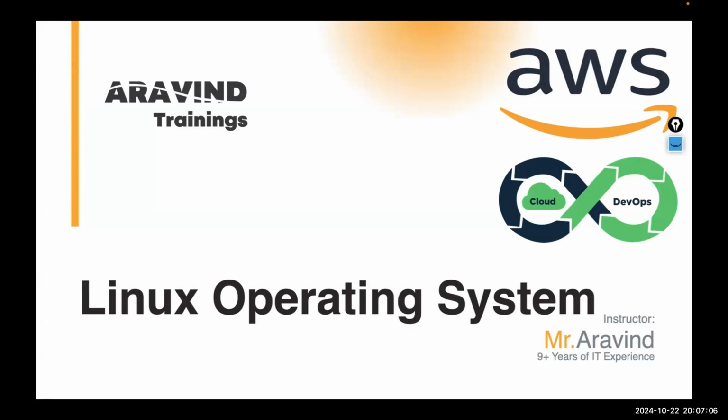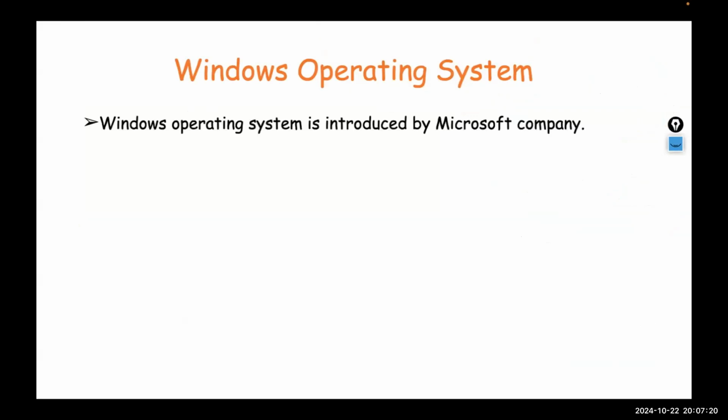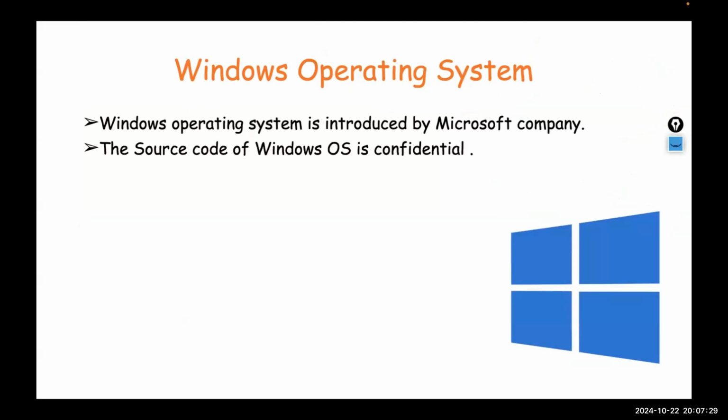Let me tell you, we have only two operating systems. Whatever you said is correct, but we have only two operating systems. One of them is the Windows operating system, developed by the Microsoft company. Microsoft started Windows OS. The source code of Windows operating system, meaning the programs written to develop it, is confidential. Only Microsoft employees can see it.